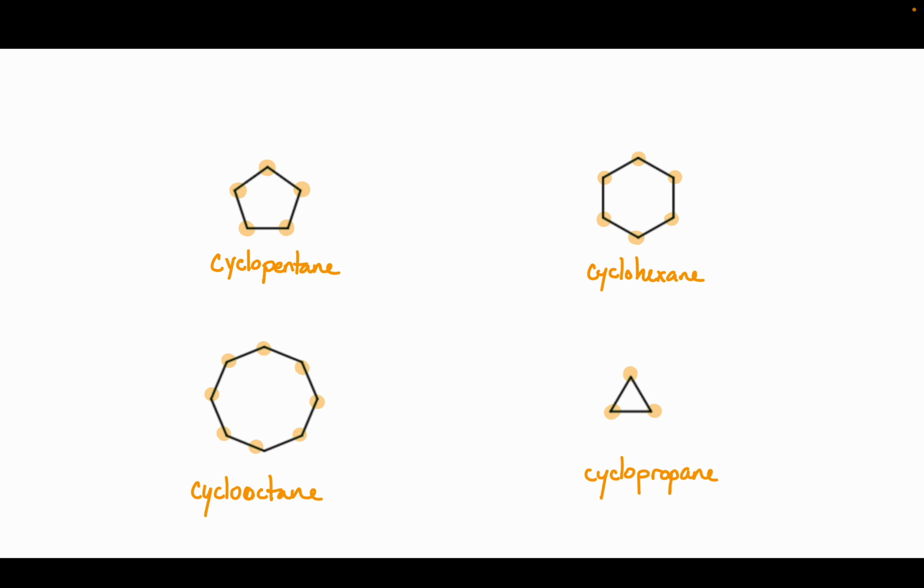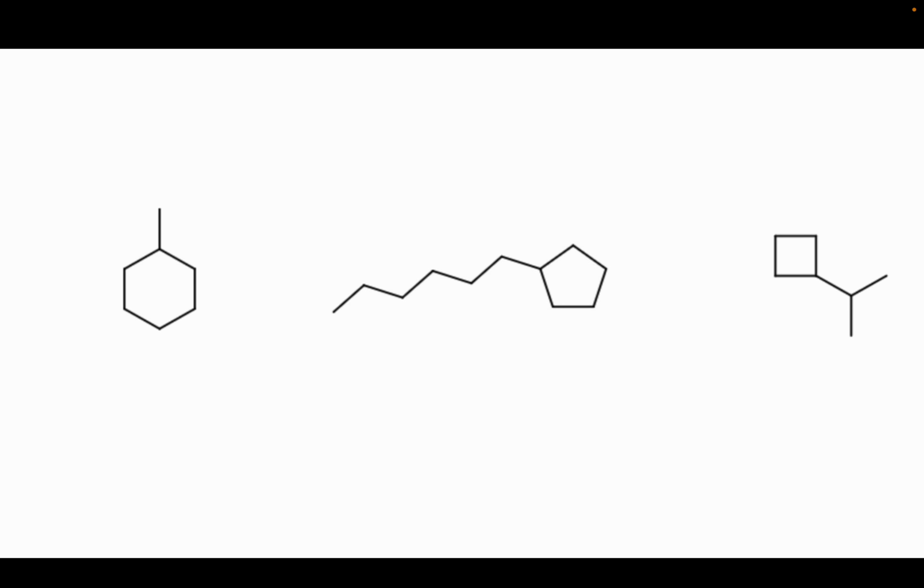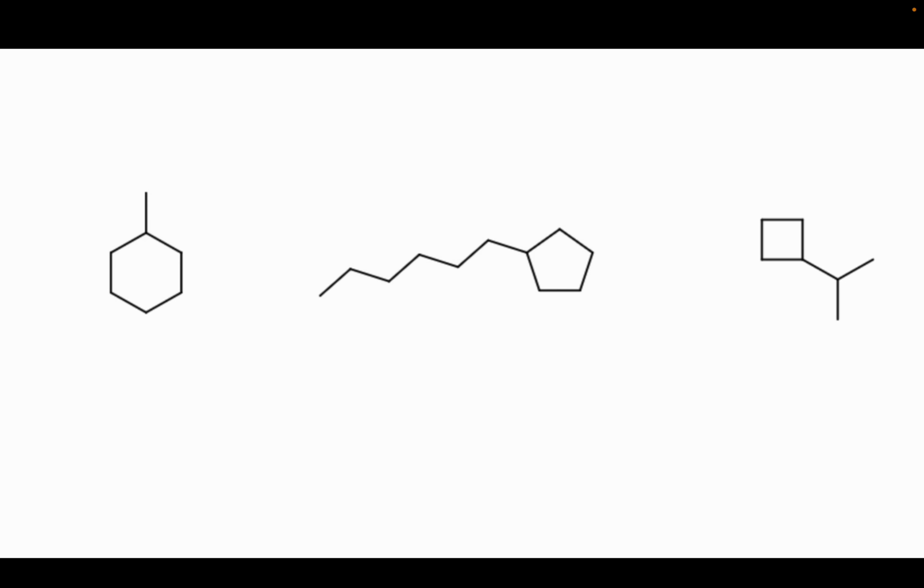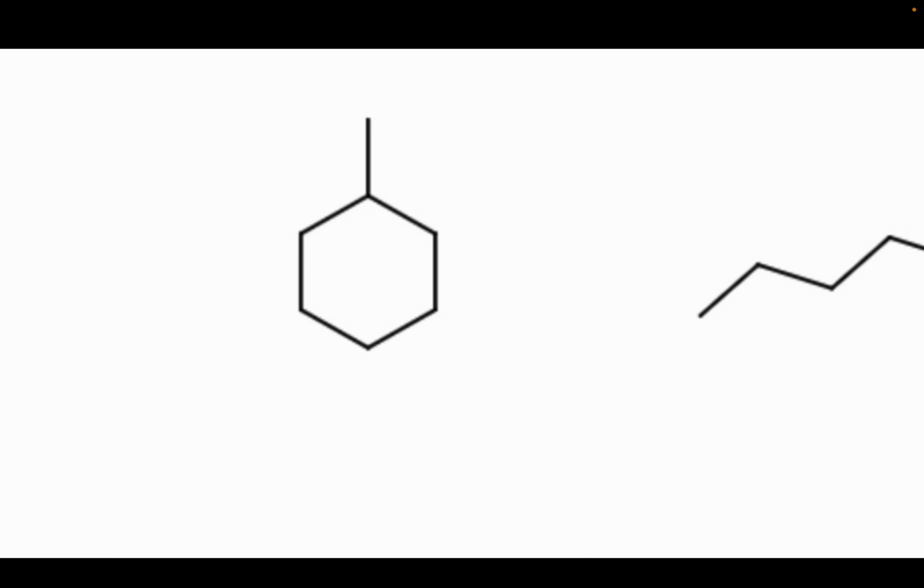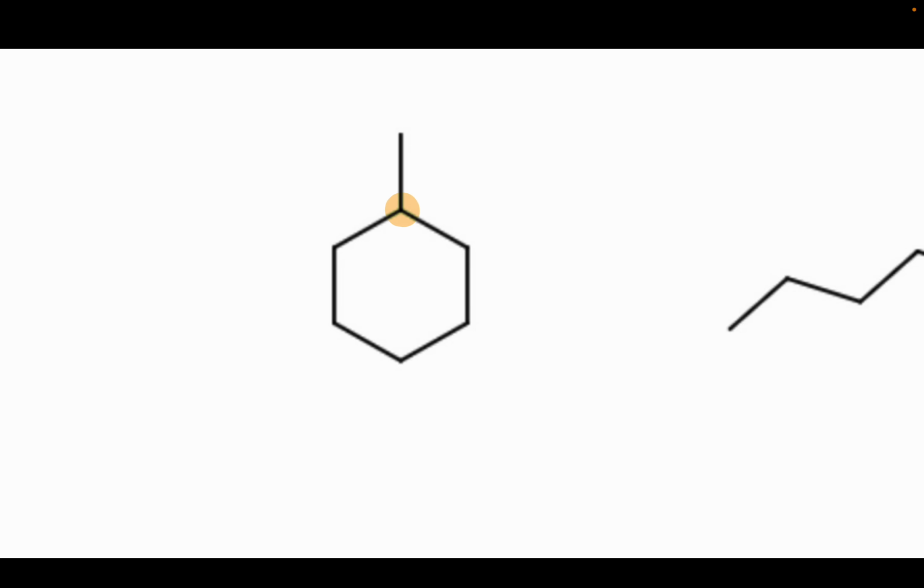So if we see a ring, that ring is our parent chain. We name our parent chain with that prefix cyclo, the number of carbons, and then that ane ending. So what if we stick some substituents on there? Let's focus on this first one. Our parent chain is always that ring. So these 6 carbons here, I know my parent chain is a cyclohexane. And then this would be an alkyl substituent, a methyl group.